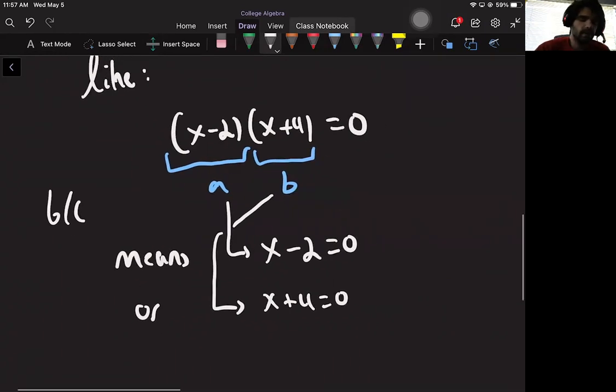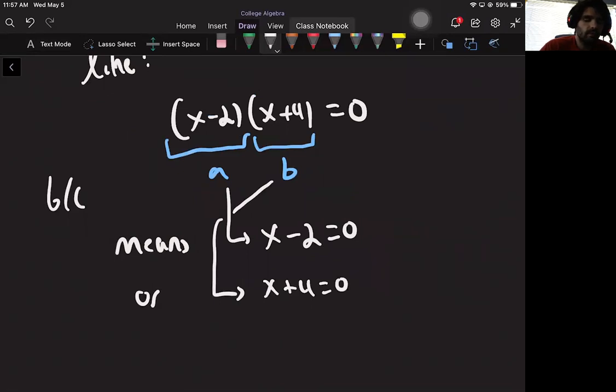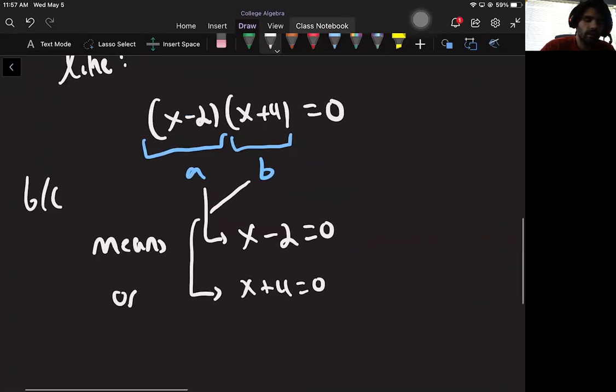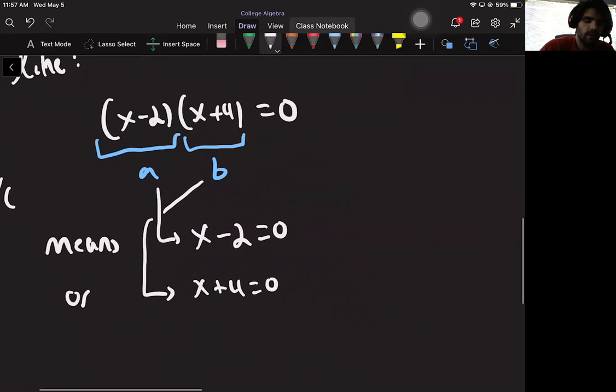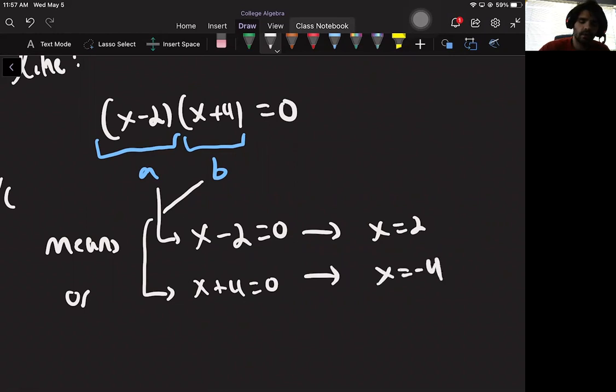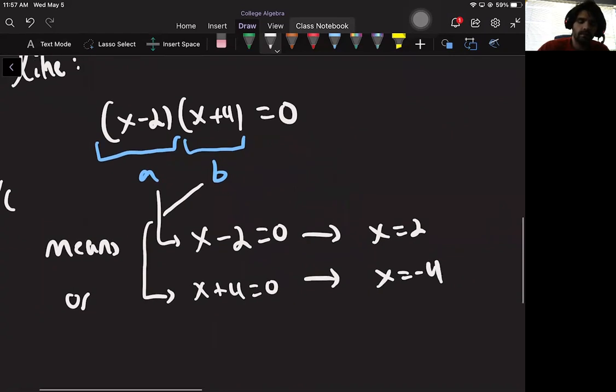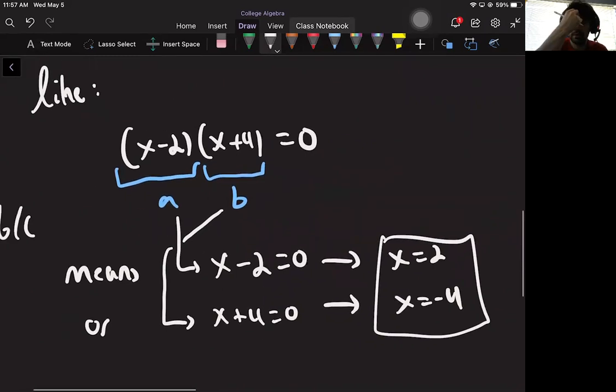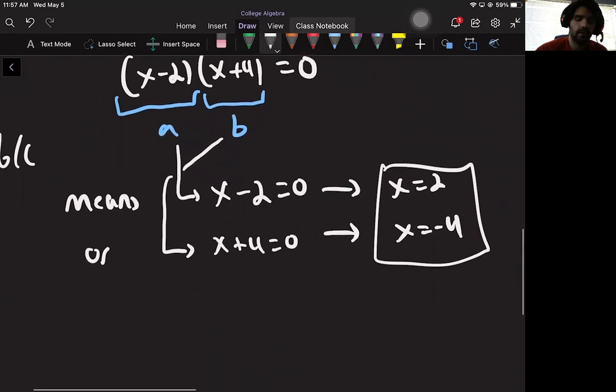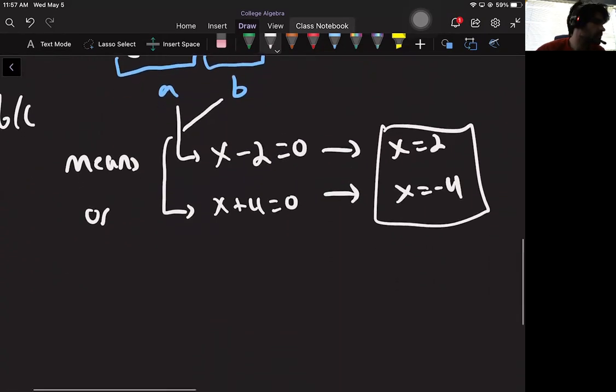But you don't have to write A and B every time. It's just the rule that if you multiply two things to be 0, then that can only possibly happen if either one is 0. And then we just solve these two equations individually. So this tells us x equals 2 if I just add 2 to both sides. And this tells us x equals -4 if I subtract 4 from both sides. So the zero product rule allows us to solve this equation for these two values of x. But it's even more powerful. We can solve more complicated things.